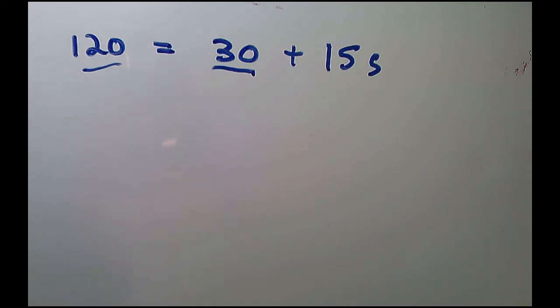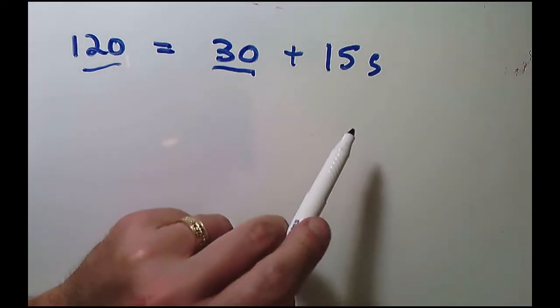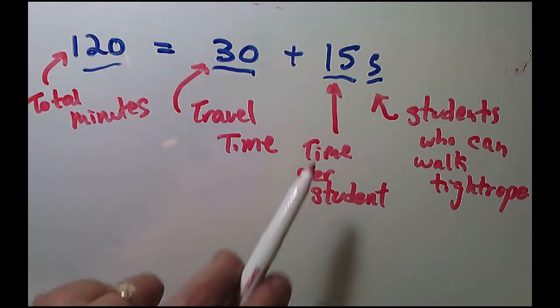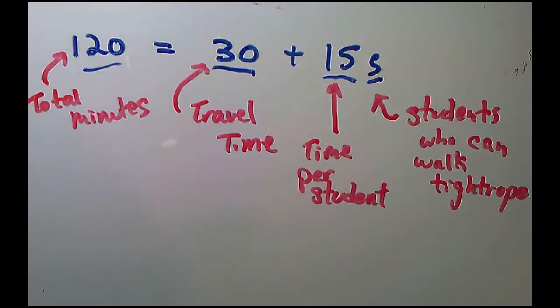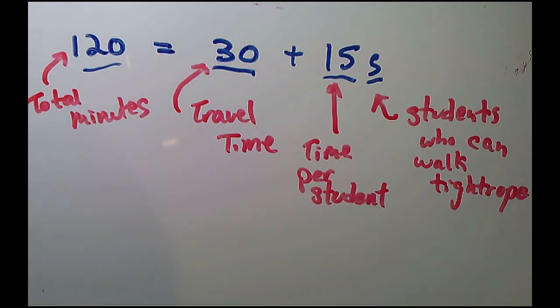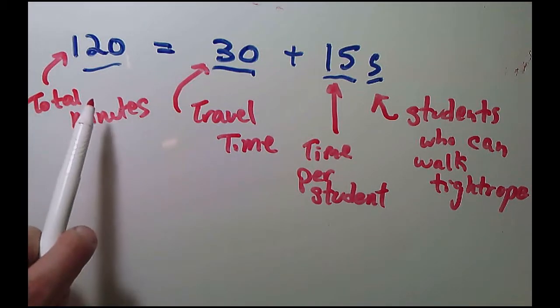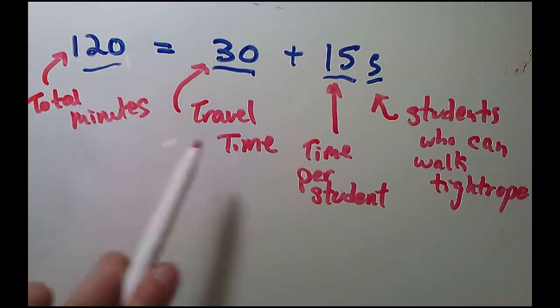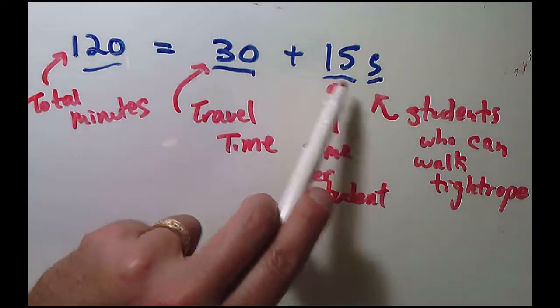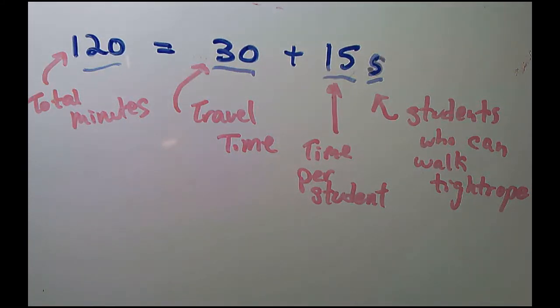And we're going to a tightrope walking center, and it's going to take 15 minutes for each student to walk the tightrope. So in this equation, again, my unknown number is students, but it's not the total students necessarily. Hopefully everybody gets to walk the tightrope if they want to, but we're trying to figure out, we have a restriction, 120 minutes, that's our total on this side, and in order to find out how many students can walk the tightrope, first we're going to have to take away the 30 minutes of travel time, and then we're going to have to divide what we have left by 15.